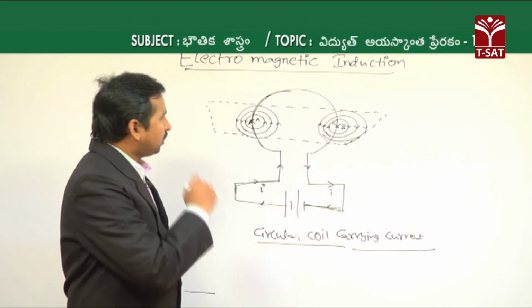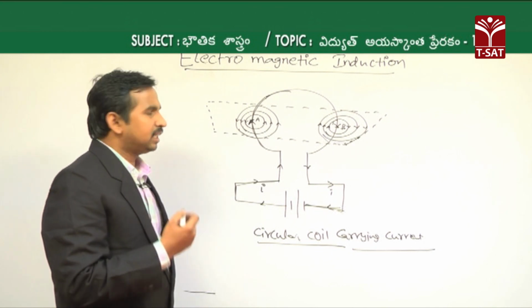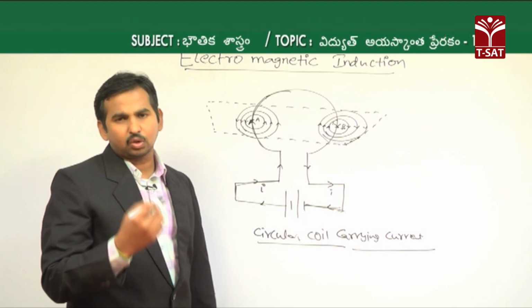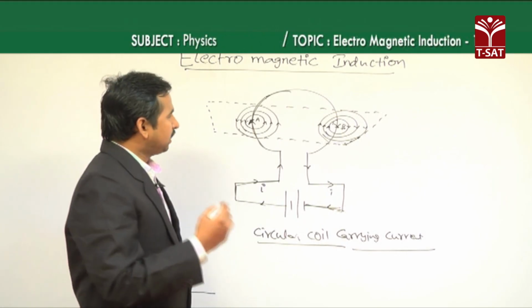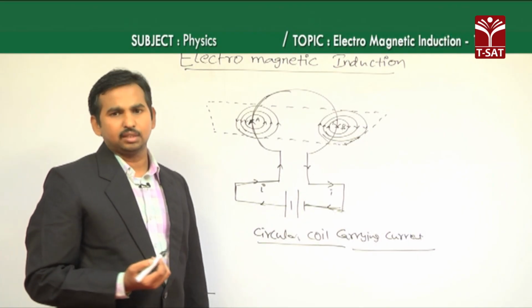And if you increase the number of turns of the circular coil, there is always an increase in the magnetic lines of force also. If you take more turns of the circular coil, the number of magnetic lines around it also gradually increases.